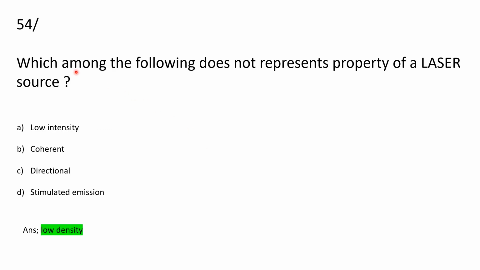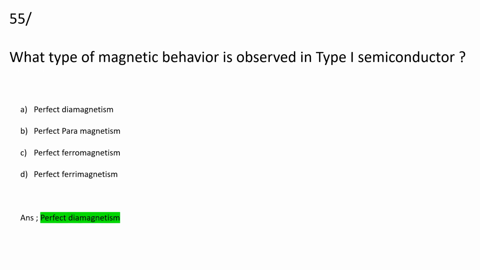Then which among the following does not represent a property of a laser source? And the options are low intensity, coherent, directional and stimulated emission. And here the answer will be low intensity.